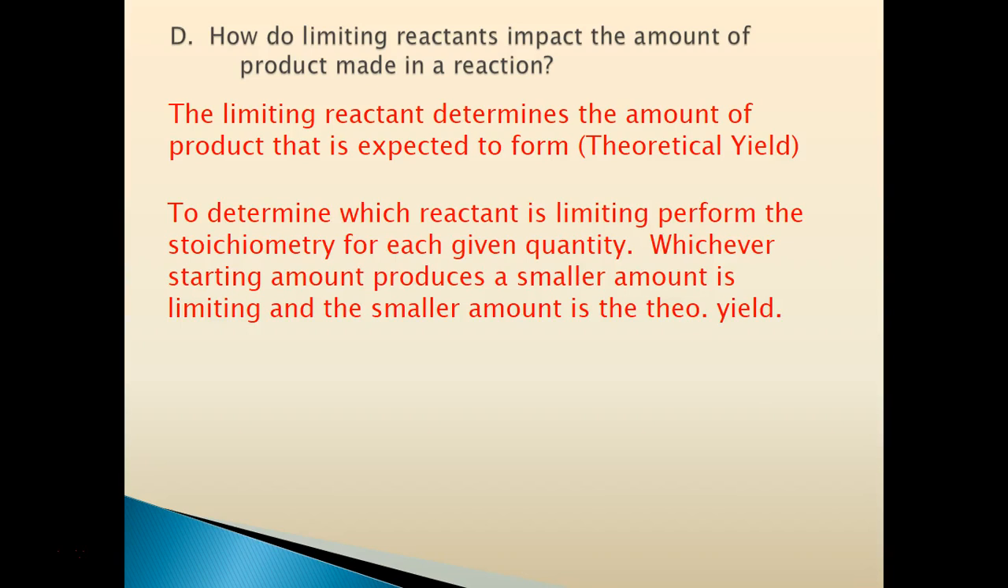Now, to determine which reactant is limiting, you're going to have to do 2 stoichiometry calculations, one for each given quantity. Whichever one produces a smaller amount, that reactant is limiting, and that smaller amount is the theoretical yield.